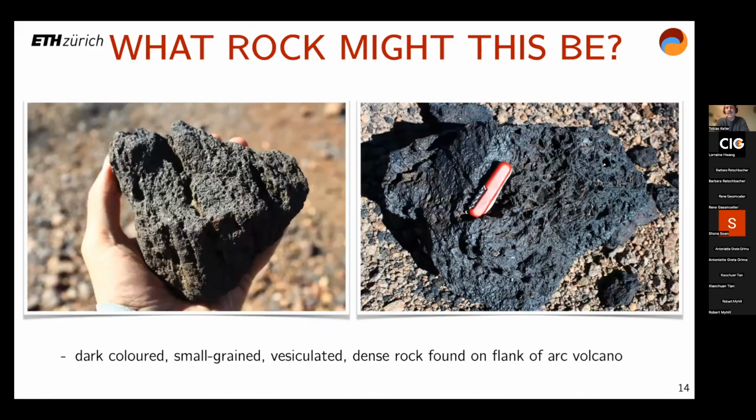But really what we went there to see is this kind of rock. And if you put yourself in the shoes of an undergraduate geologist on a field trip, trying to identify their first rock, if you would hand them one of these and they would observe it's dark colored, small grained, vesiculated, a dense rock found on the flank of an arc volcano. You'd be forgiven if your first guess was this was a basalt, because to all intents and purposes, it looks very similar. The giveaway really is if you hold a magnet against it, because it's magnetic.